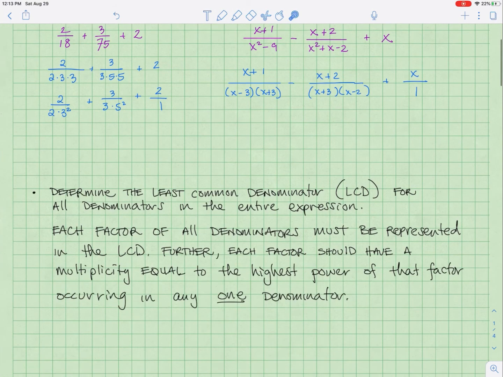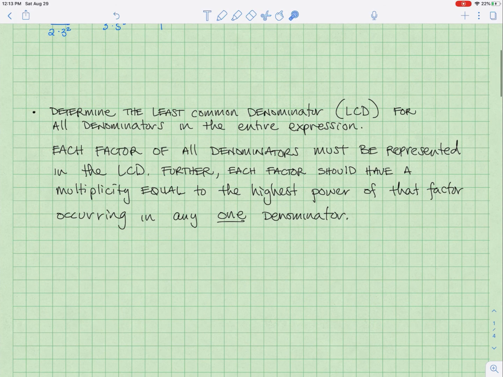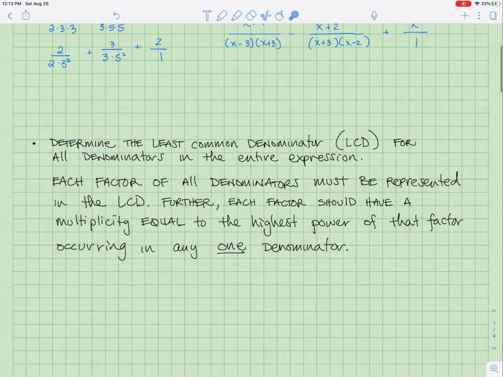Okay. After we do that, we're going to determine the least common denominator for all denominators in the entire expression. Each factor of all denominators must be represented in the LCD. Further, each factor should have a multiplicity, we'll talk about that in a minute, a multiplicity equal to the highest power of that factor occurring in any one denominator. So that's a pretty wordy guideline there, but it's pretty straightforward once you know what you're looking for. So let's talk about that.